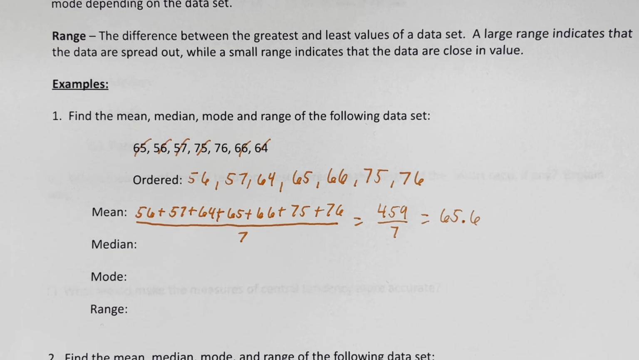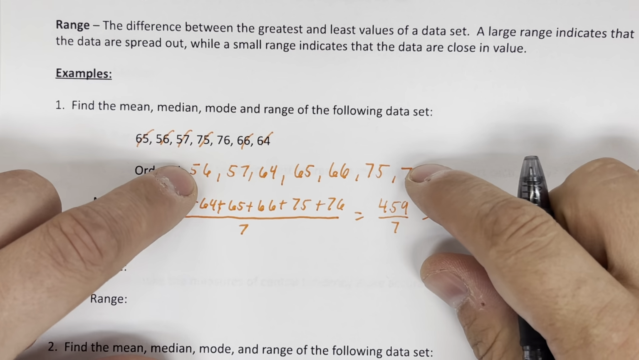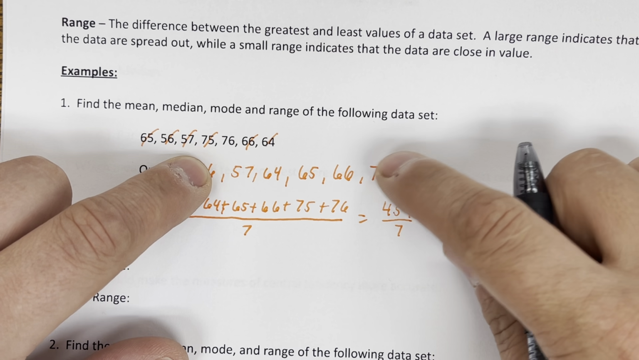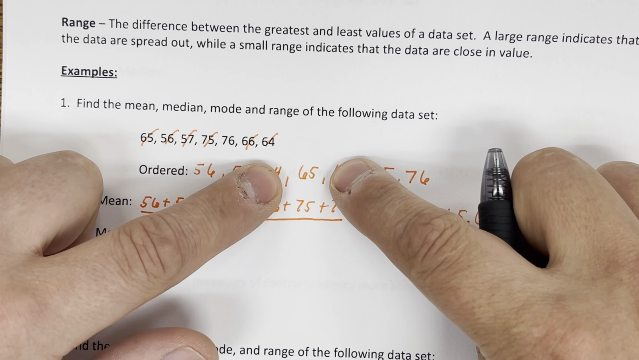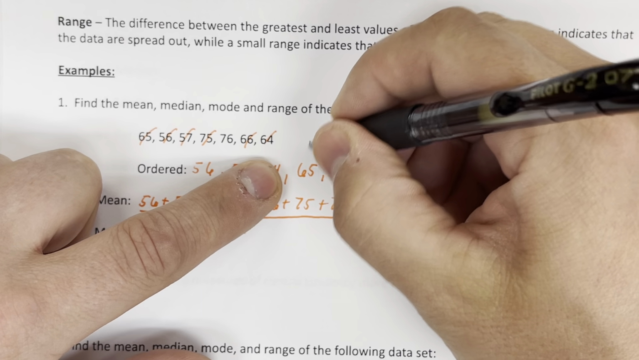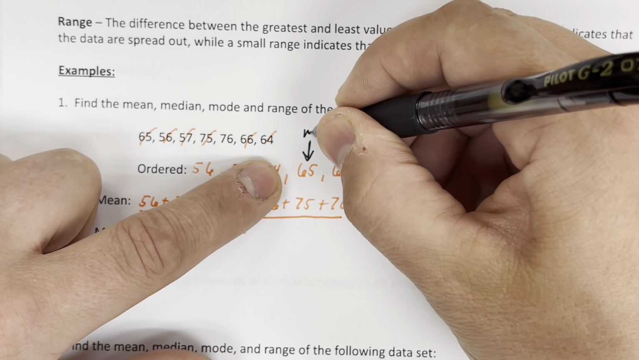The median is the middle number. So I have to start from the edge and count inward to find the one in the middle. So I'm going to go 1, 1, 2, 2, 3, 3, and the middle number is 65. So that is the median.